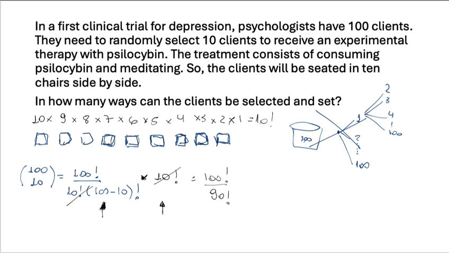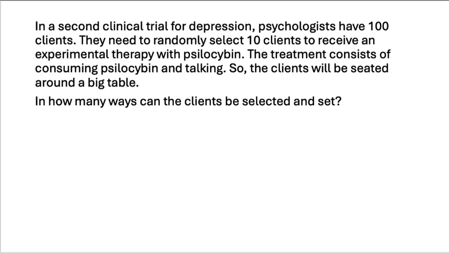Now what I want to do is another kind of exercise. It's actually the same task, but now I want to arrange the clients to be seated around a big table. So in a second clinical trial, psychologists have 100 clients. Again, they need to randomly select 10 clients. So we already know that this is 100 choose 10, or within 100 people, I want to group 10 people.